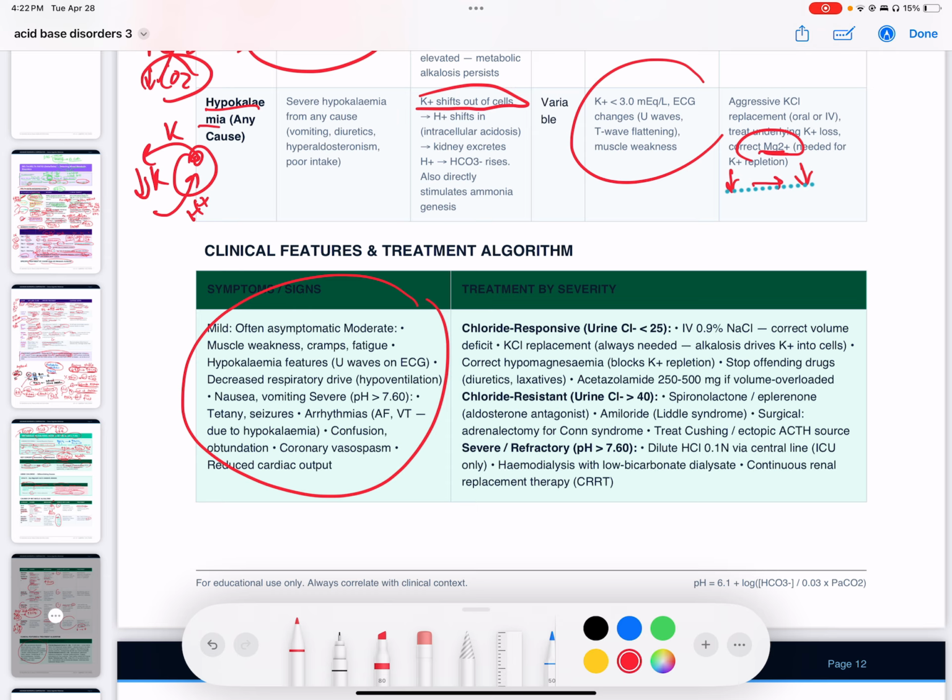And the main treatment, you want to know if it's chloride responsive, which means the main pathology is in the chloride loss, and the urine chloride here is low. The way you correct it, you give sodium chloride or normal saline, and you try to correct the cause. If it's chloride resistant, that means the urine chloride will be more than 40, and you try here to look for different etiologies to correct them.